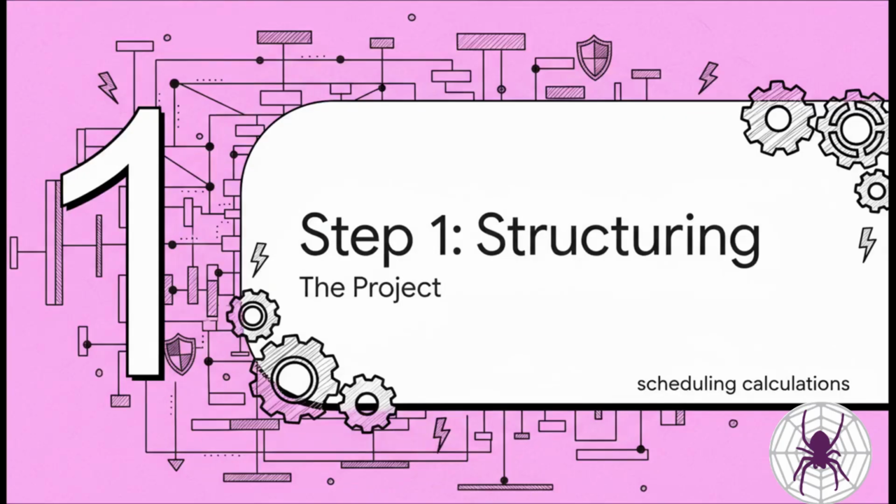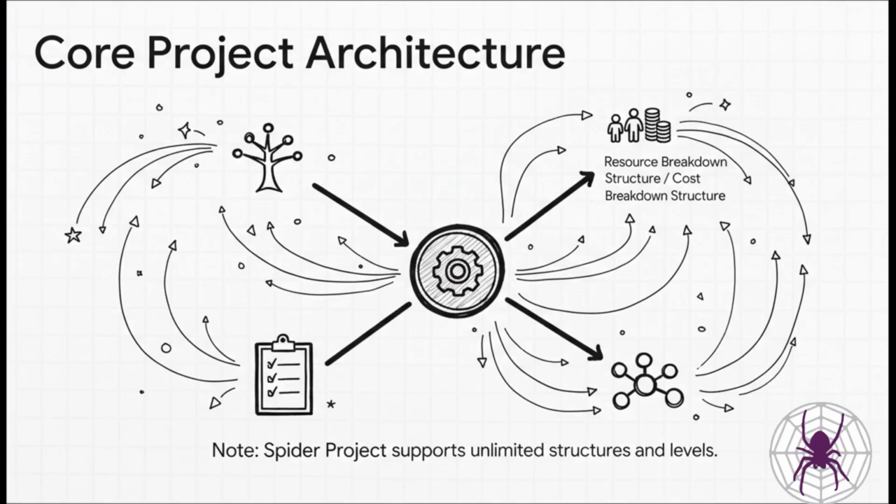Okay, first things first. Step 1 is all about building the foundation. We have to set up the project's core architecture inside Spider Project, and it's got to be done right before any of the real magic can happen. So you get into the software, and this is where you start. You'll define your core structures, your work breakdown structure, the WBS, your activity lists, and of course, the breakdown structures for both your resources and your costs.